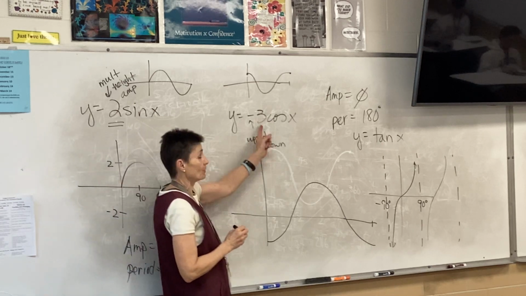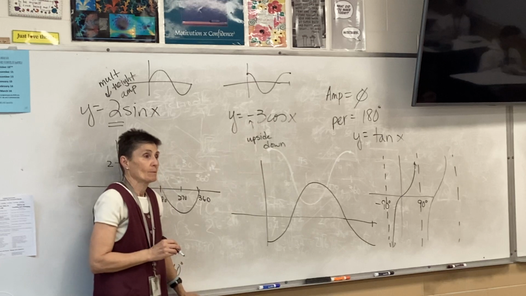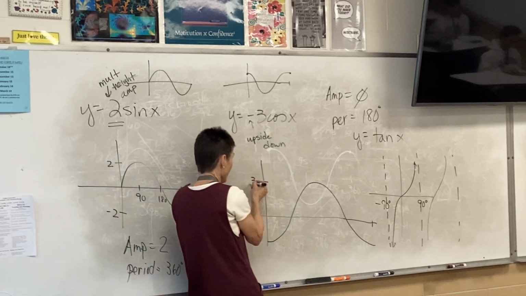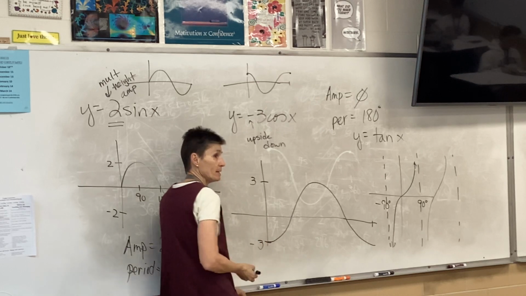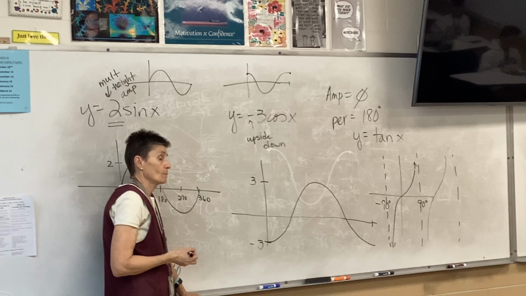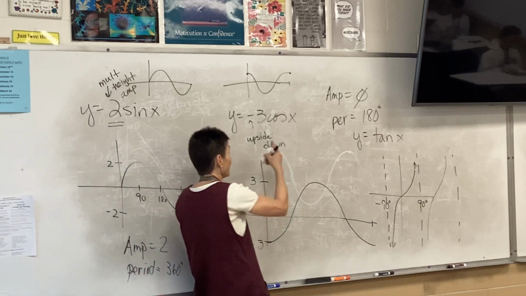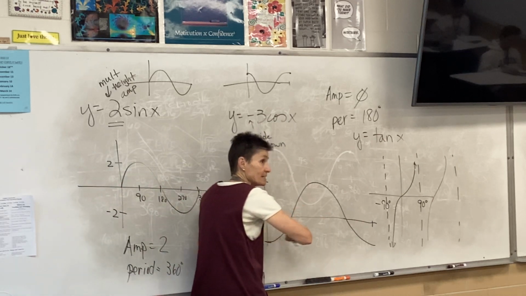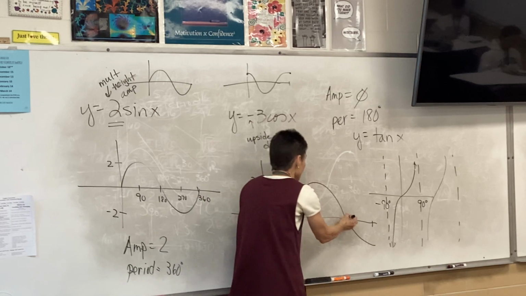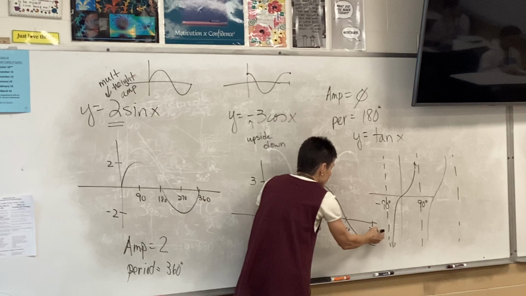What does a 3 do? Multiplies the amplitude. So now I'm going up to 3 and down to negative 3. Again, have I done anything to change these labels? Nope. So 90, 180, 270, 360.